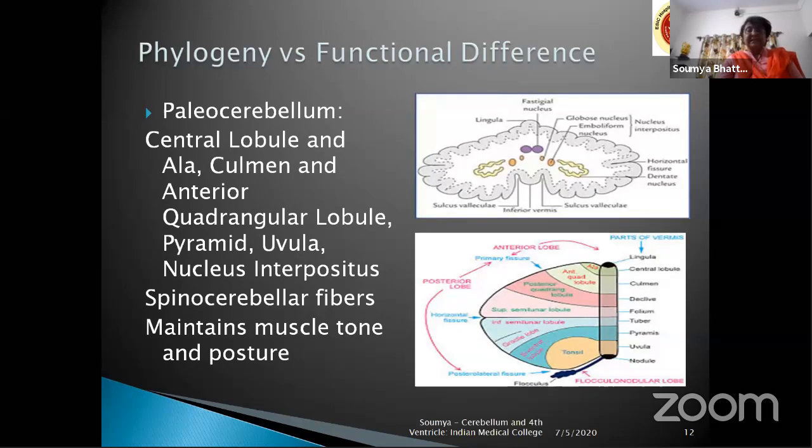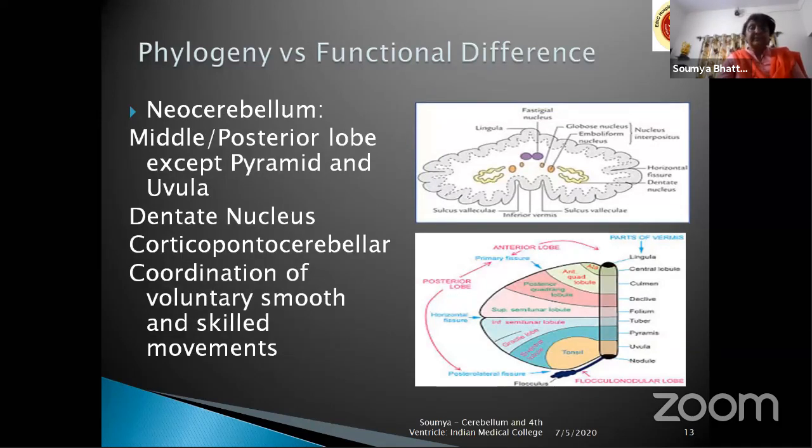So it is concerned with maintaining muscle tone and posture. The neocerebellum is the newest part of the cerebellum, which has the middle and posterior lobe except the pyramid and the uvula. The dentate nucleus is the largest nucleus. You saw the dentate nucleus, the yellow structure on the topmost diagram on your right, and you can see the crenated nucleus.